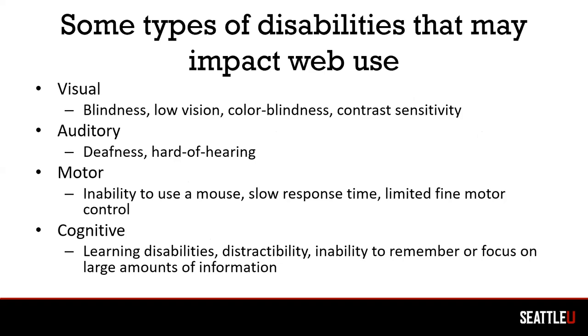So some kinds of disabilities that we're thinking about that impact web use and social media use, right? You've got your visual disabilities like blindness or low vision, color blindness, contrast sensitivity. You've got auditory disabilities like deafness or being hard of hearing. You have motor disabilities, like I said, inability to use a mouse, slow response time, limited fine motor control, things like that. And then we're also thinking about cognitive disabilities as well. So learning disabilities, distractibility, being unable to focus and remember large amounts of information. And that's one thing that social media has over your website, right? Because everything is in very small chunks.